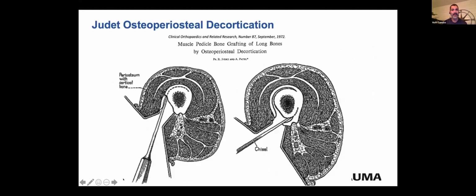In addition to that, in an effort to aid in the biologic ramp up, is to do what we call a Judet osteoperiosteal decortication. This was described by Judet back in the 60s.